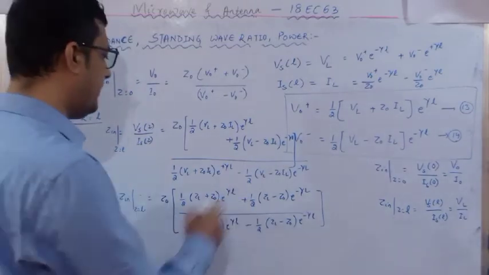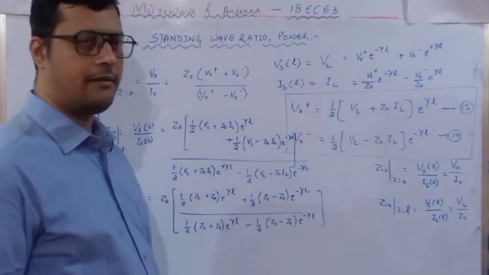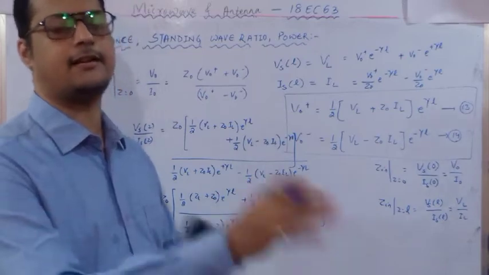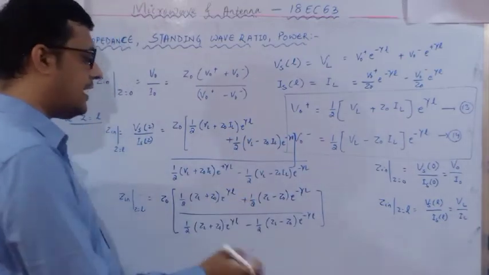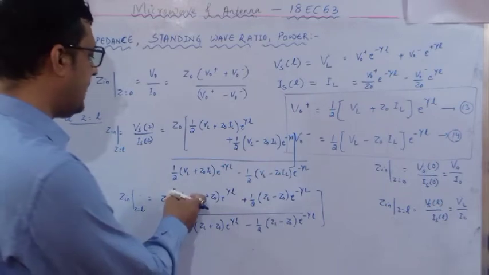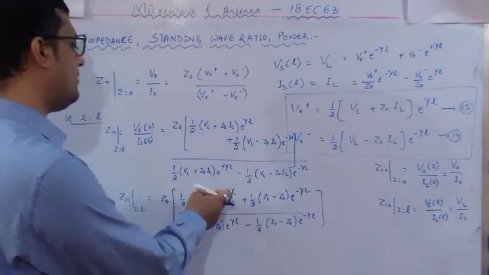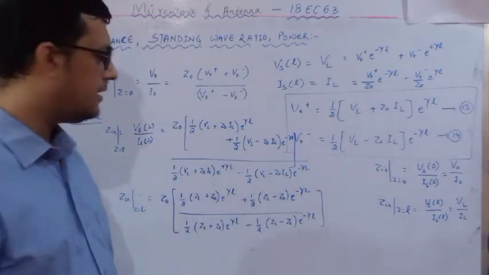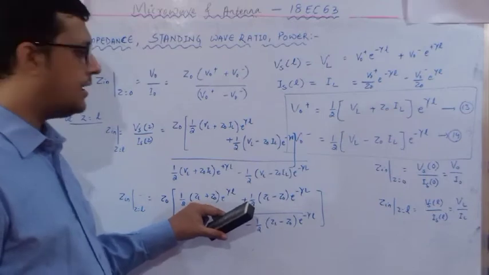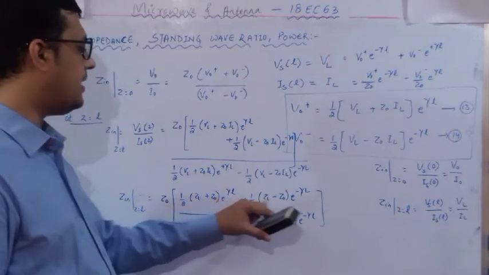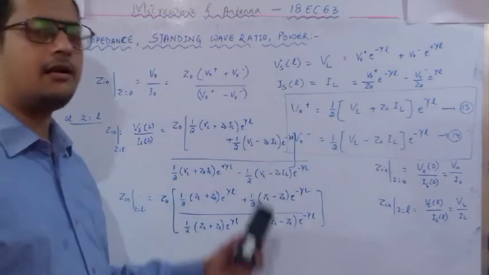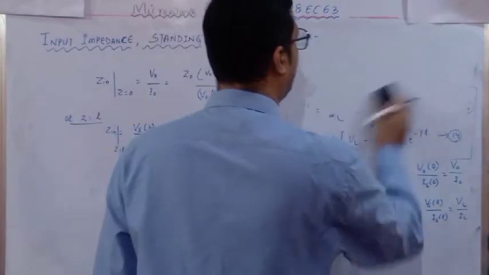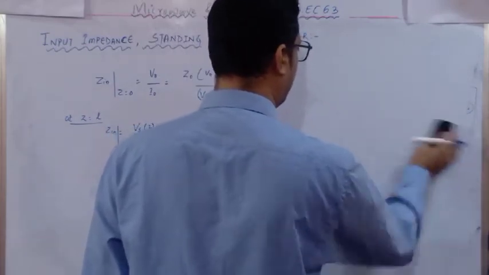Now here what happens? Here e to the power gamma L and e to the power minus gamma L are there. Rearrange it. Take ZL common and Z naught common from the numerator as well as the denominator. If I take ZL common, it is half e to the power gamma L and half e to the power minus gamma L, one component will come. And if you take Z naught common, half e to the power plus gamma L and minus half e to the power minus gamma L, one more component will come. Let's see how these components identify these relations.